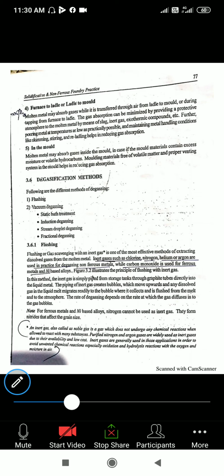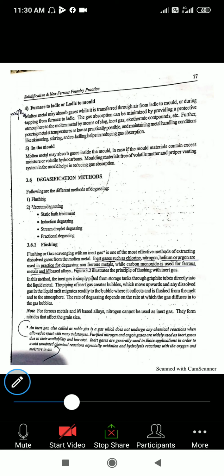Now next we'll go for the degasification methods. The following are the different methods of degasification. First is flushing, second is vacuum degassing, then static bath treatment, induction degassing, stream droplet degassing, and fractional degassing. So what is the degassing method?